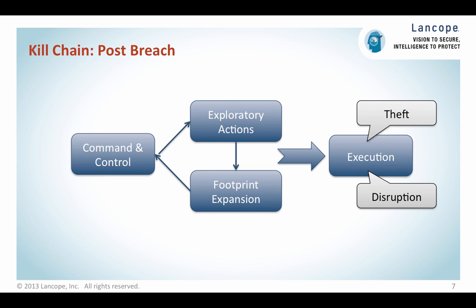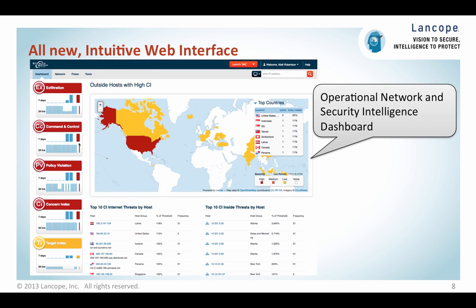In StealthWatch 6.5, we have begun the process of aligning alarms closer to the kill chain. This is a screenshot of the Operational Network and Security Intelligence Dashboard, providing a quick glance into the security health of the organization. Alarm status can be quickly seen over on the left-hand side of the screen. The heat map highlights outside suspicious hosts around the world, and we can see a top 10 list of both inside and outside suspicious hosts.